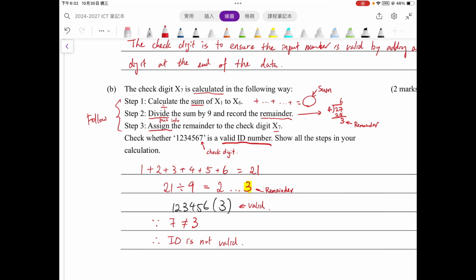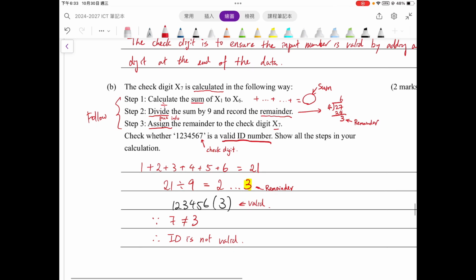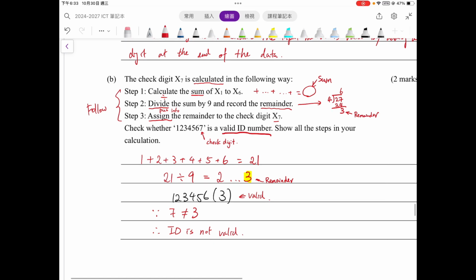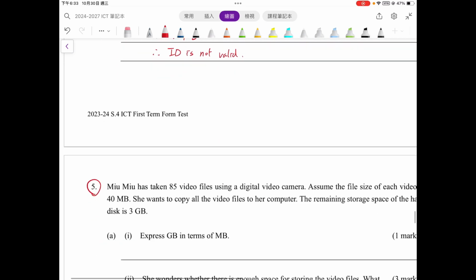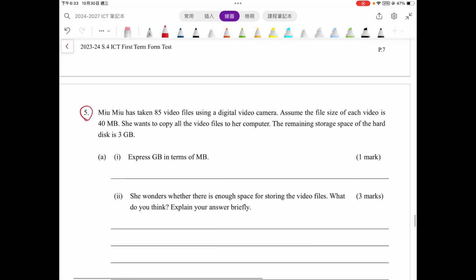So this is how the check digit works, okay? So if the calculation result is 7, of course the ID works, so the ID is valid. But in this case, we see that the remainder is 3 and it is not the same as the check digit given by the question. So in this case, we'll say that it is not a valid ID. So this is question B.